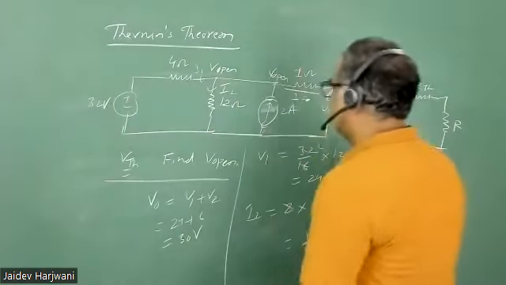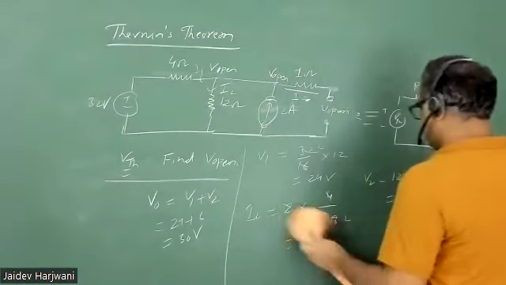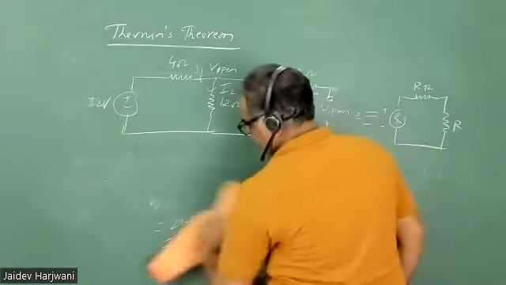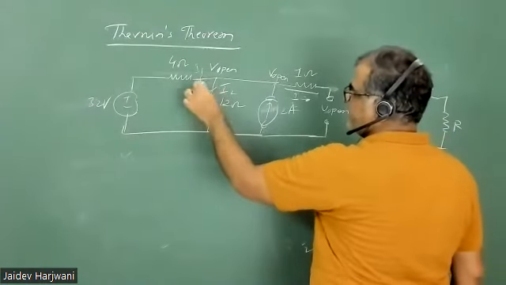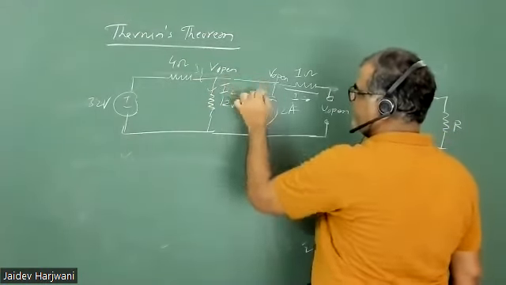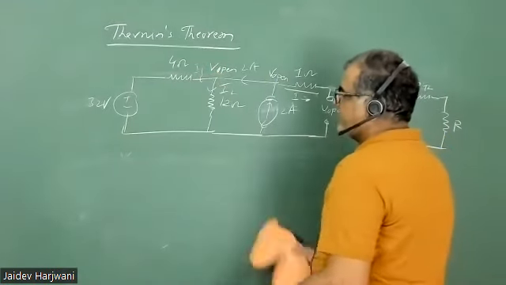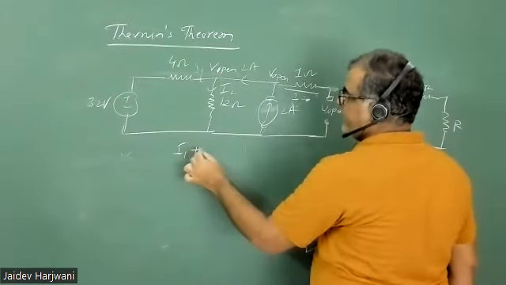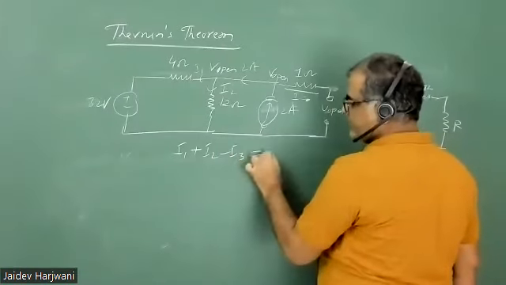Okay, now let me use nodal analysis. So if I want to use nodal analysis, say this current is I1, I2, I3. One current is already coming here, 2 ampere. So I say this is I1, this is I2. Okay, now I can write I1 plus I2 are outgoing, I3, which is 2 ampere, is incoming.